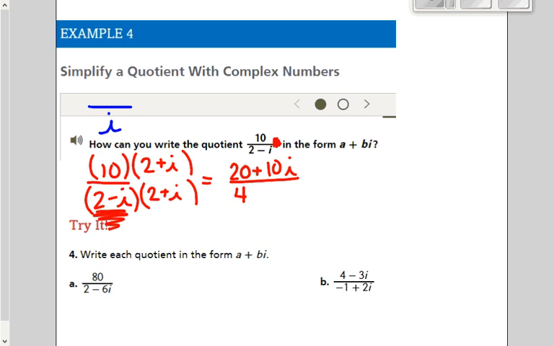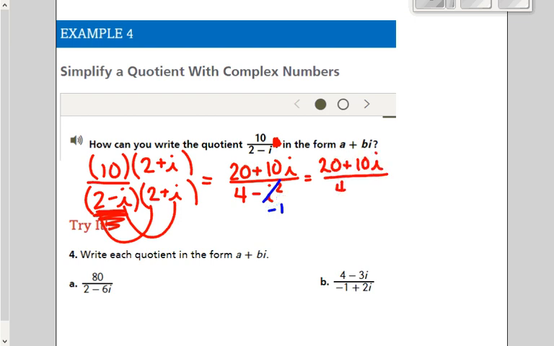So, let's finish the problem now. We did the outside, inside. Now we have to do negative i times positive i, which is negative i squared. And we still have an i in the denominator, but it's being squared. And we know that we can replace an i squared with negative 1. So while our numerator has the 20 plus 10i, the denominator has 4 minus negative 1, which is 4 plus 1, or 5.